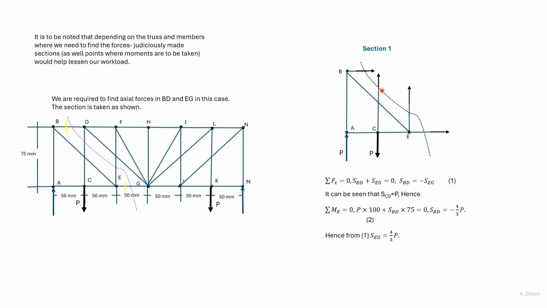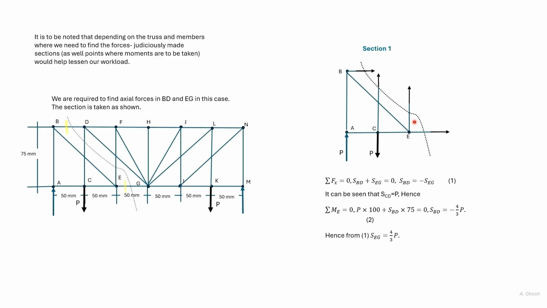We can take moment about point E because EF and EG pass through point E. Then we are left with only 2 forces that cause moment about point E. So that is the force in BD and the reaction at A, from which we can find the force in BD.